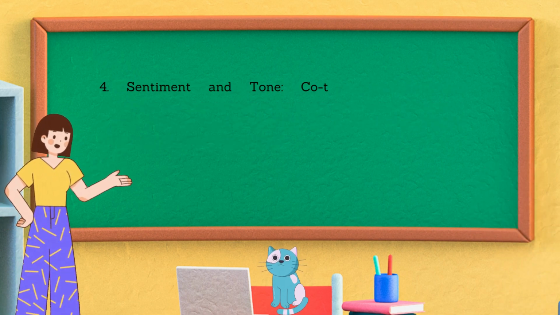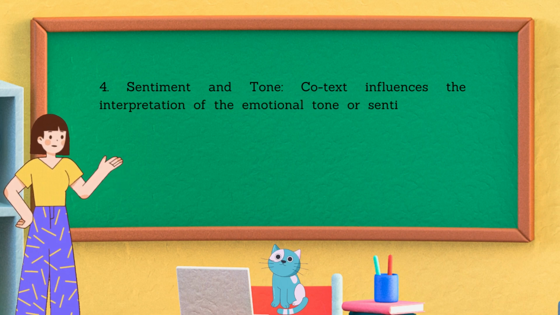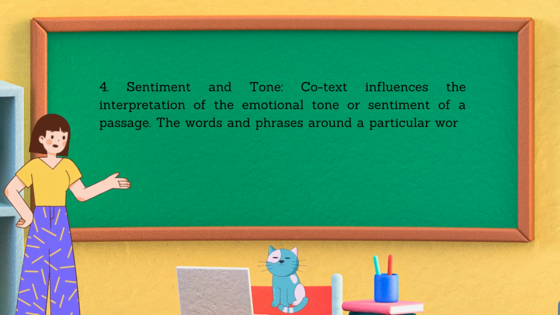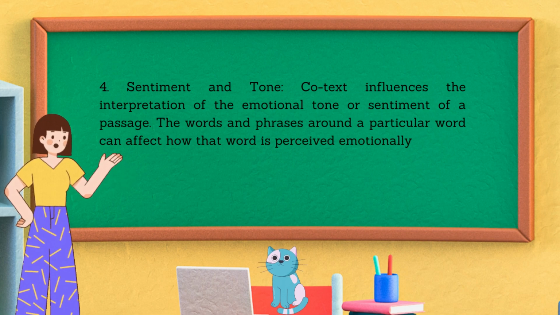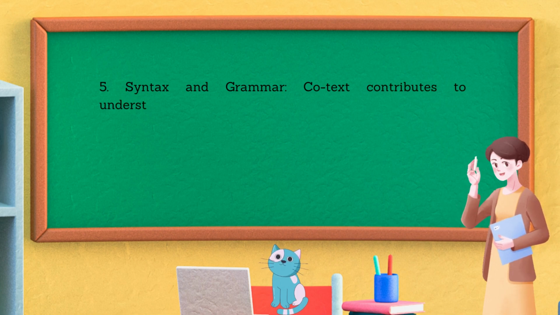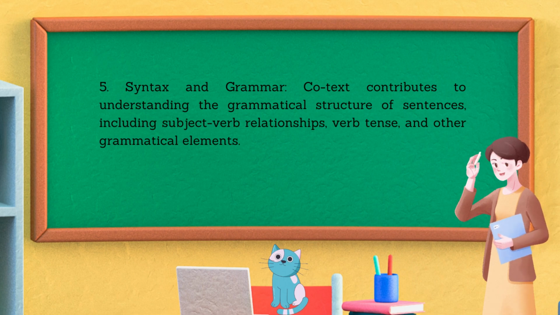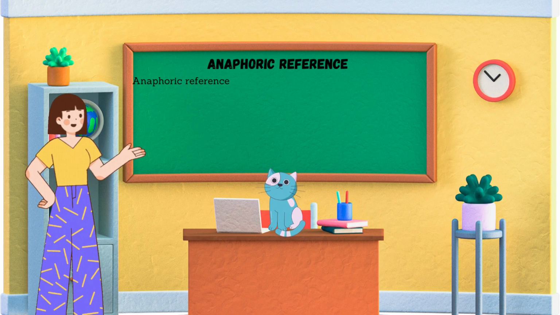Fourth, sentiment and tone. Context influences the interpretation of the emotional tone or sentiment of a passage. The words and phrases around a particular word can evoke how that word is perceived emotionally. Fifth, syntax and grammar. Context contributes to understanding the grammatical structure of a sentence, including subject-verb relationships, verb tense, and other grammatical elements. So, what is anaphoric reference?